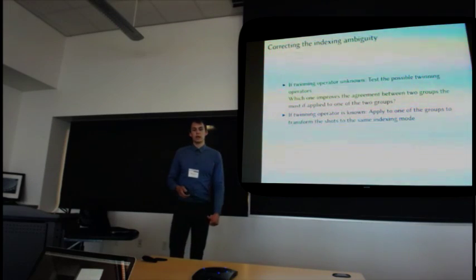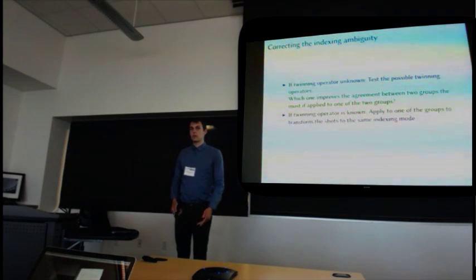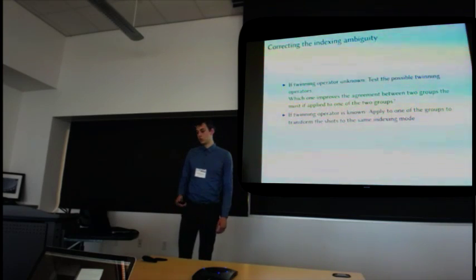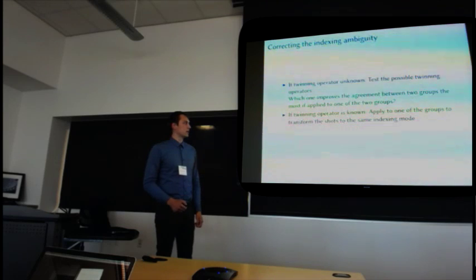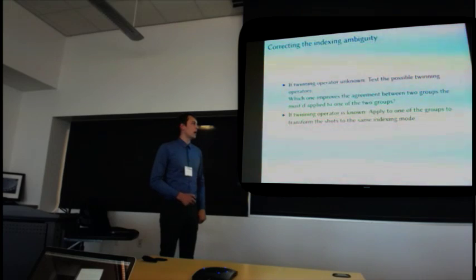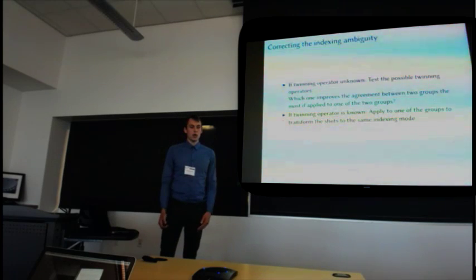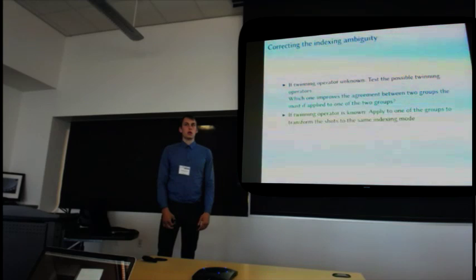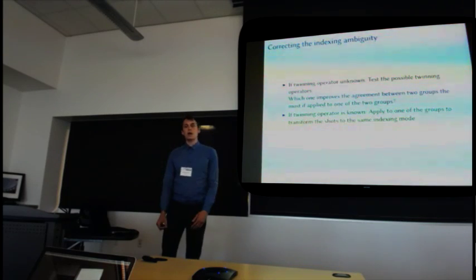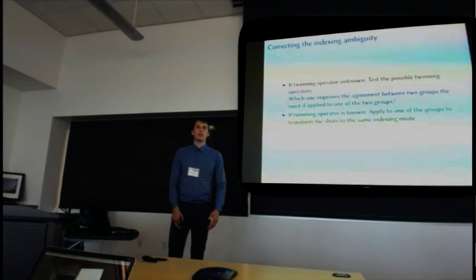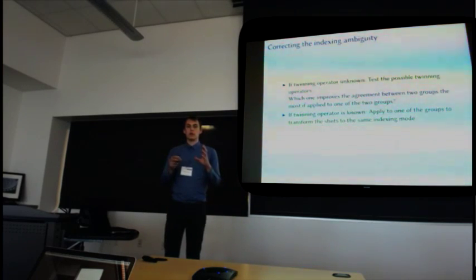If you do not know the twinning operator, you can just test which twinning operator will give you the highest agreement between the 2 groups. If you do not find a twinning operator that will lead to a high agreement between the 2 groups, you may have different kinds of data, different things within your data. A difference or a variance in your data which does not come from twinning.